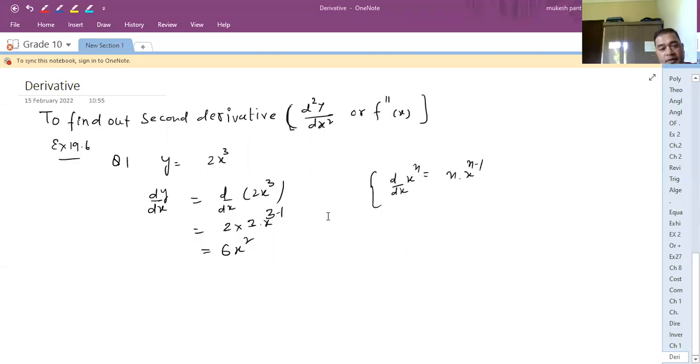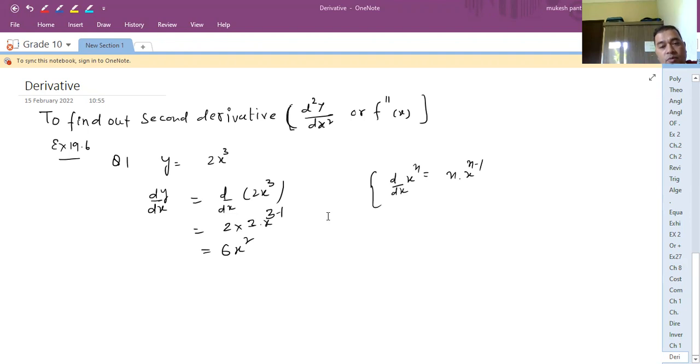I will explain it again. We are going to find the second derivative. The symbol of the second derivative is d squared y over dx squared, or f double dash x, right? So y equals 2x cubed. First we find the first derivative.